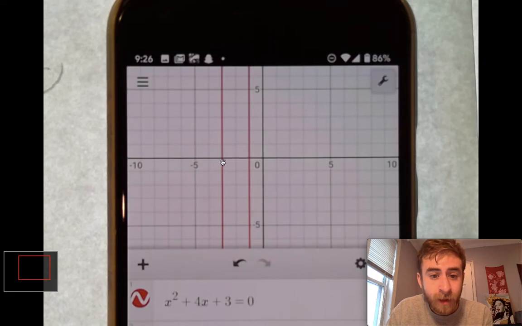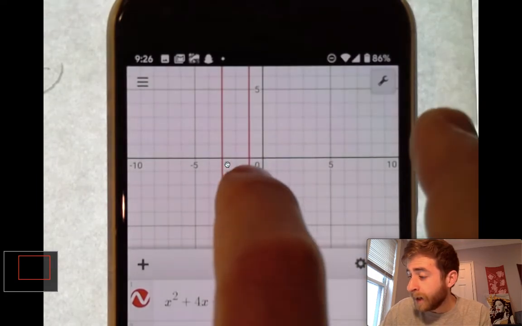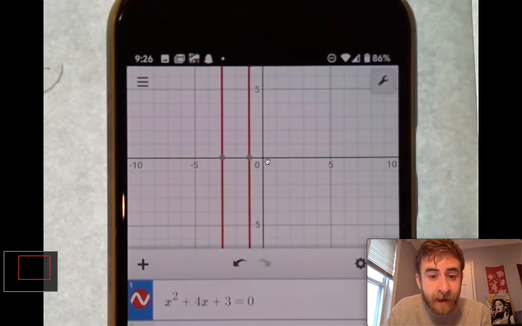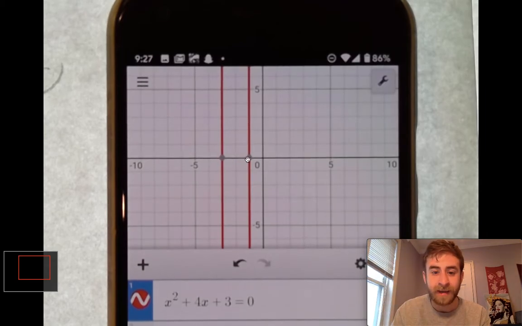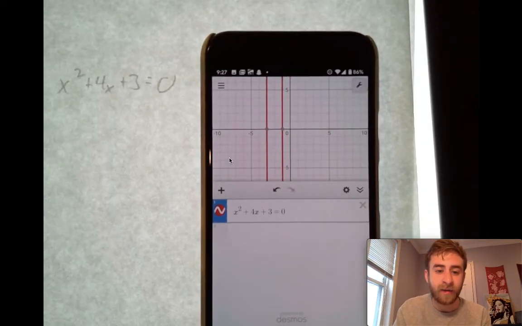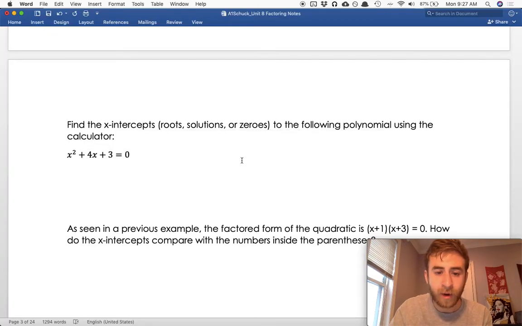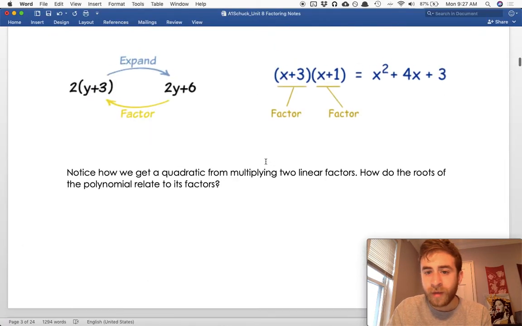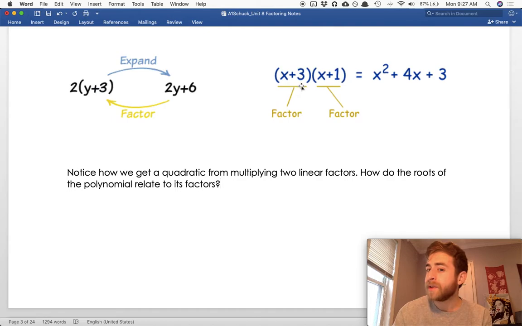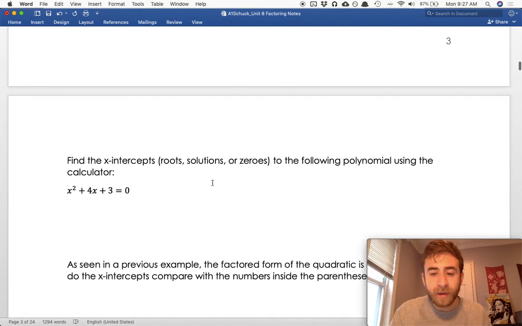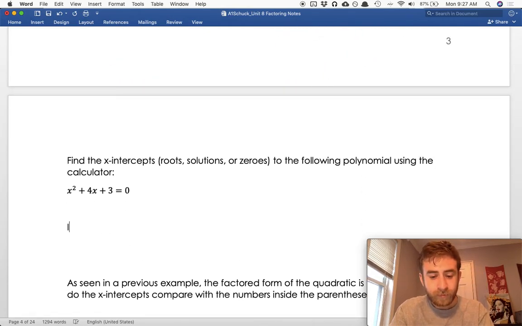Okay. It looks like I am hitting the x-axis at -1 and -3. So pay attention to those numbers, right? I'm hitting the x-axis at -1 and -3. If you look back over here, the factors were x plus 3 and x plus 1. And it looked like when I used the calculator, I hit the x-axis at -1 and -3.